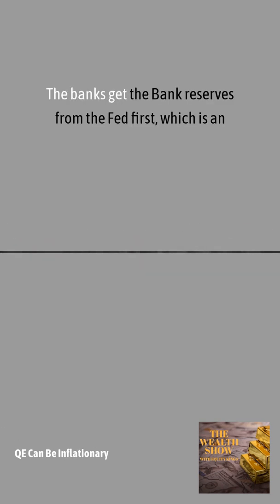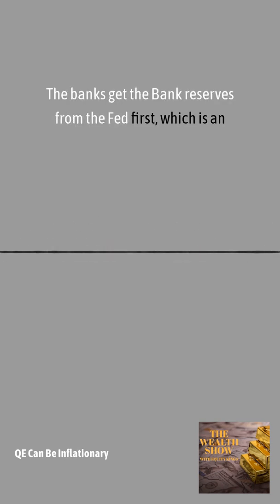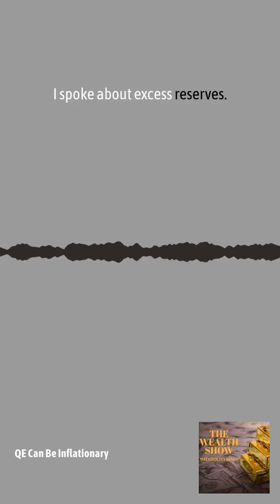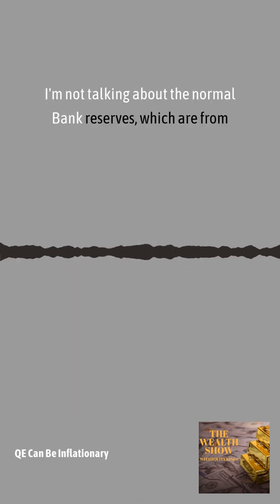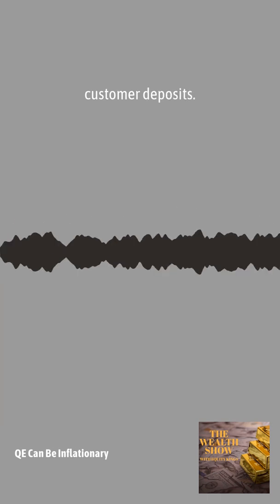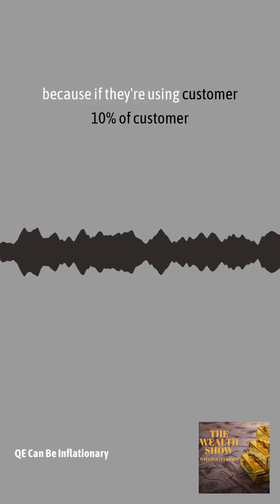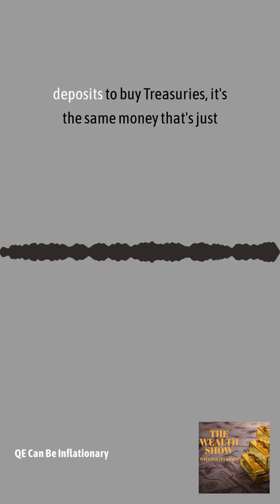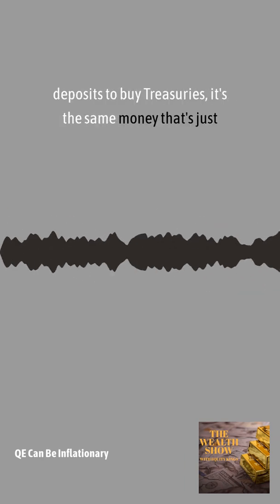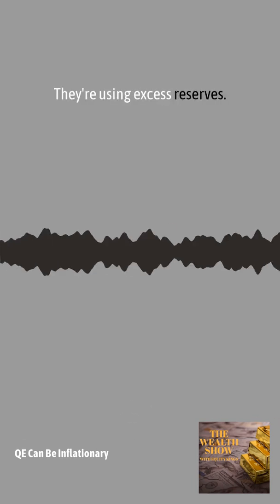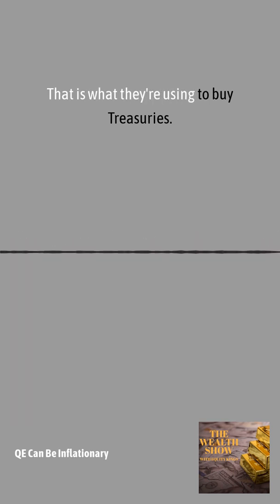The banks get the bank reserves from the Fed first, which is an excess reserve. I spoke about excess reserves. I'm not talking about the normal bank reserves, which are from customer deposits. That's why deflationists are saying it's not inflationary, because if they're using 10% of customer deposits to buy treasuries, it's the same money that's just recirculating. Well, that's not true, because they're not using the actual bank reserves. They're using excess reserves. That is what they're using to buy treasuries.